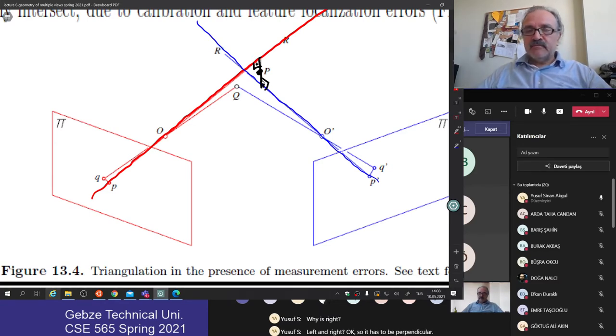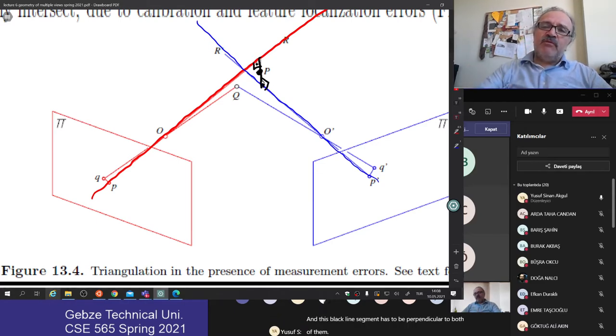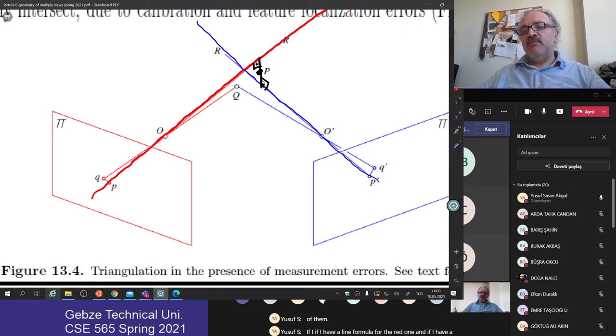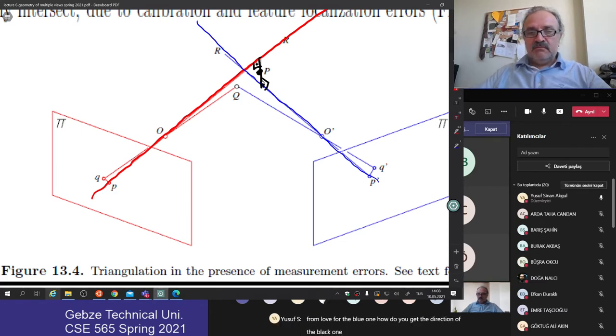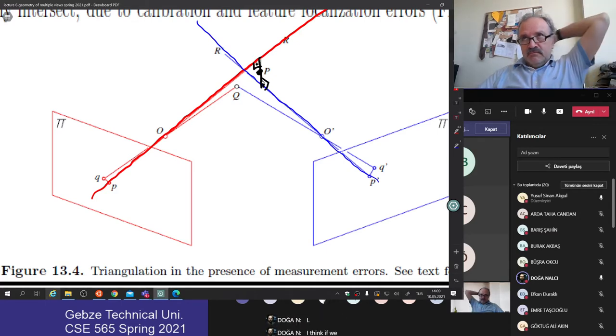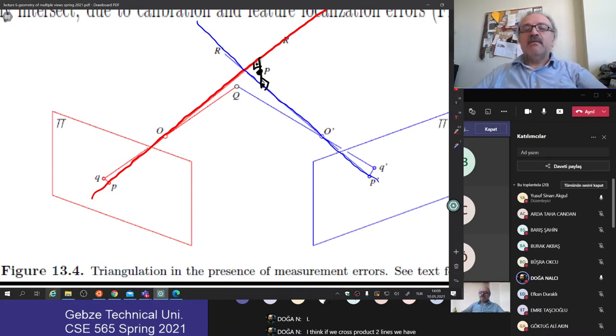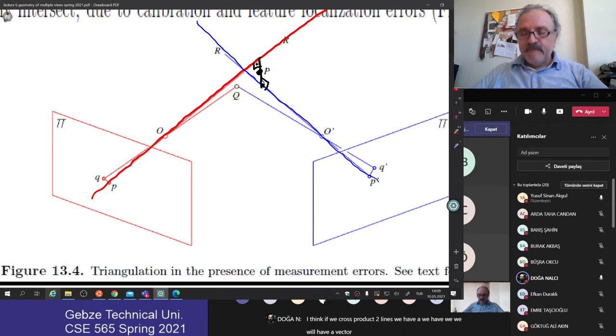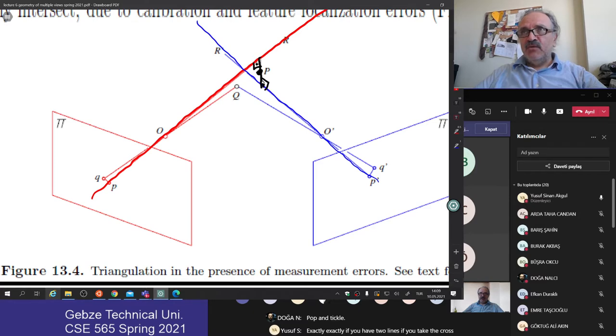I have two lines, and this black line segment has to be perpendicular to both of them. If I have a line formula for the red one, and if I have a line formula for the blue one, how do you get the direction of the black one? I think if we cross product two lines, we will have a vector that... Exactly. If you take the cross product of those two lines, you will get a line that is perpendicular to both of those lines.